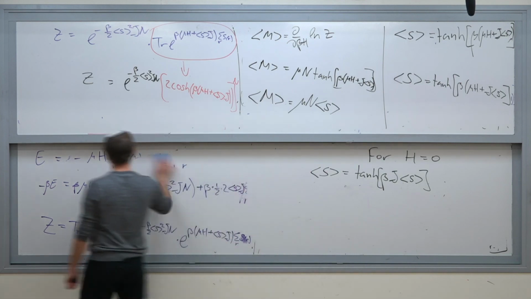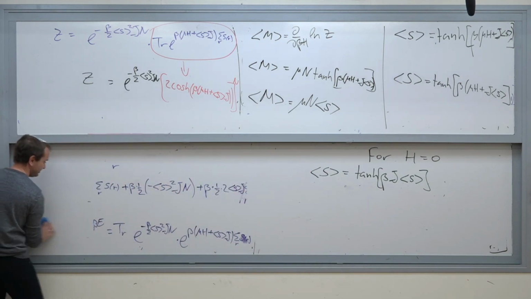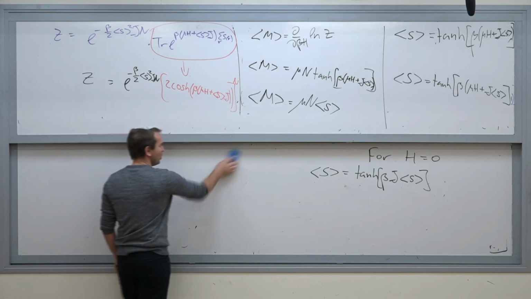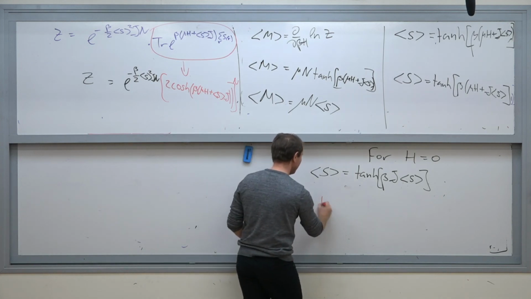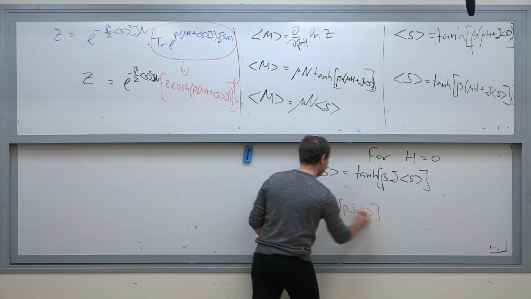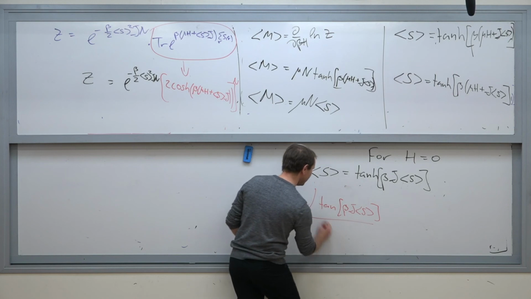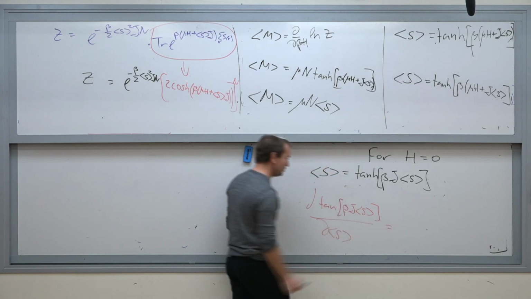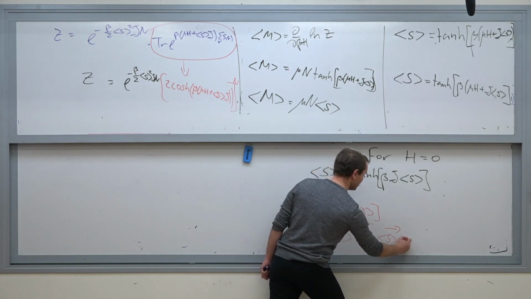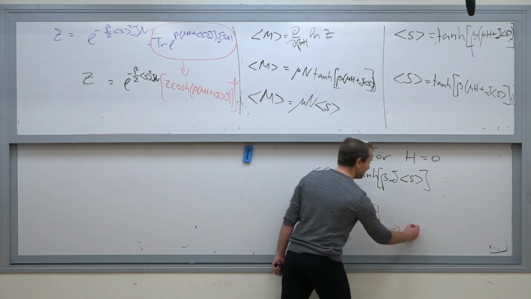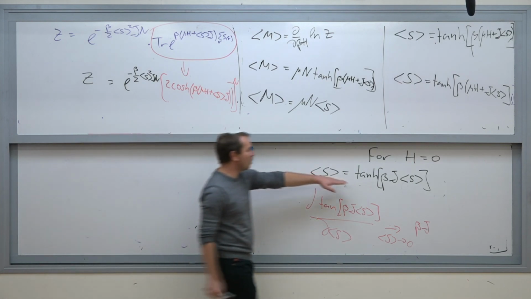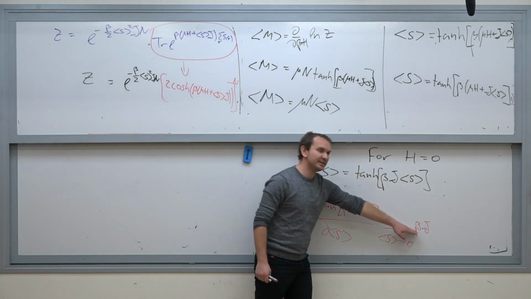Let's have two plots. First of all, what is the derivative of tanh of beta J S with respect to S? The derivative with respect to average S, for S equals 0, is simply beta J. So the slope of this hyperbolic tangent when S is going to 0 is beta J.